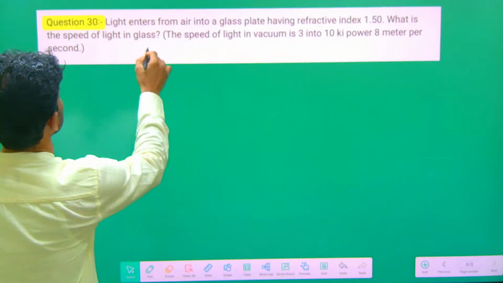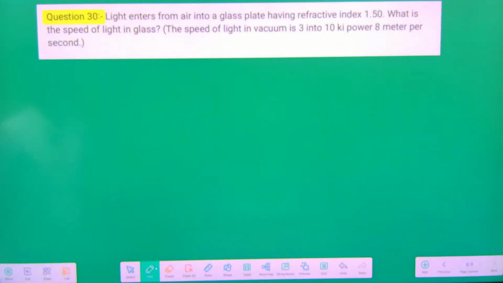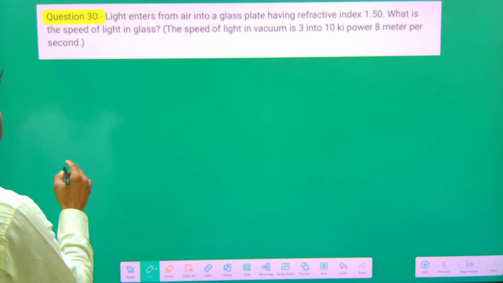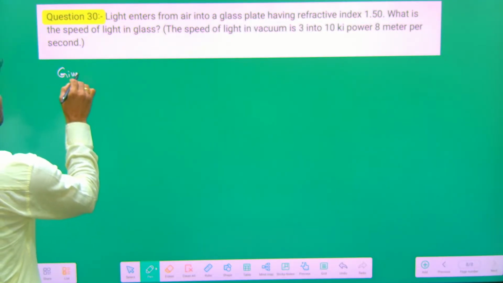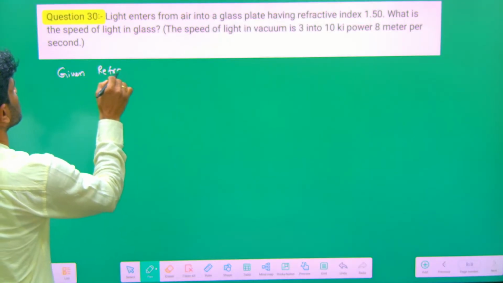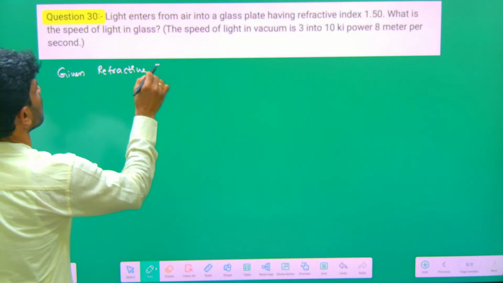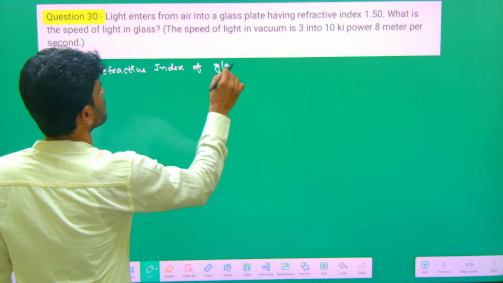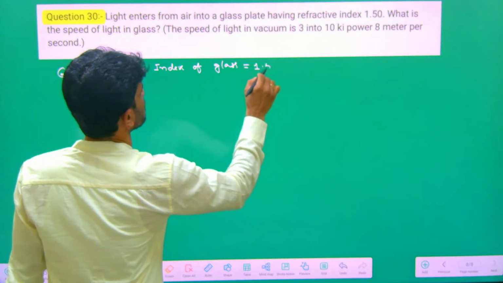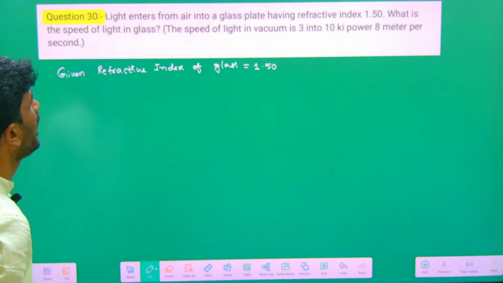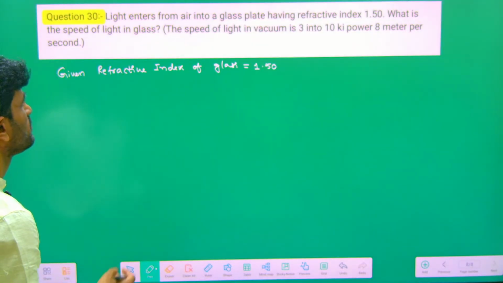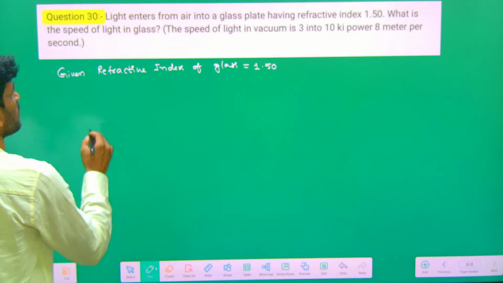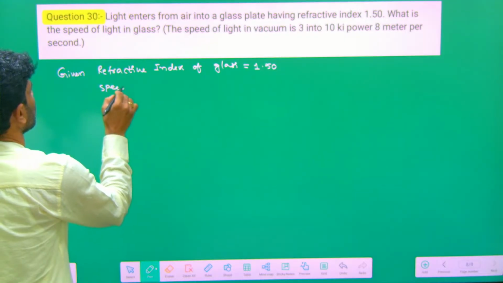So here in this, what is given? The refractive index of glass is given: refractive index of glass is equal to 1.50. Refractive index is given. And one more thing is given: 3 into 10 to the power of 8 meters per second is the speed of light in air or vacuum.